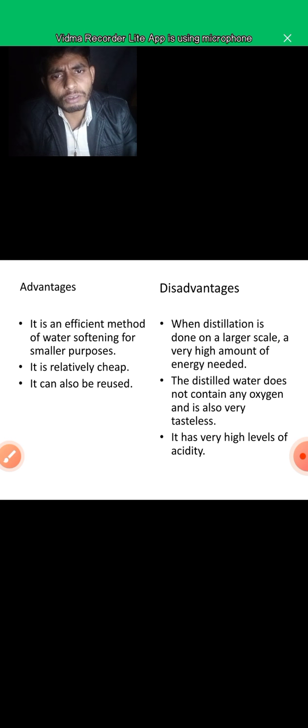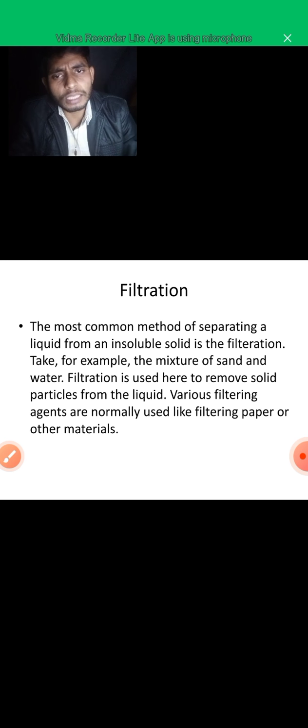The distilling is done on a larger scale. A very high amount of energy is needed. The distillation of the water does not contain any oxygen, and it is also very tasteless. It's a very high level of the acidity.